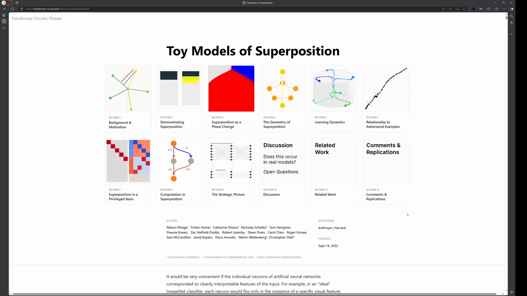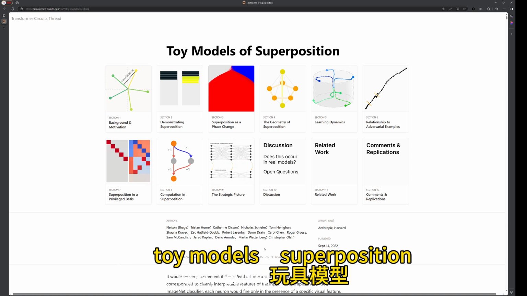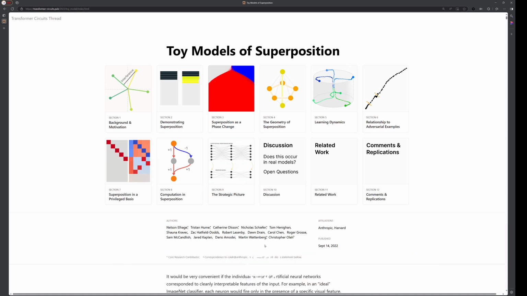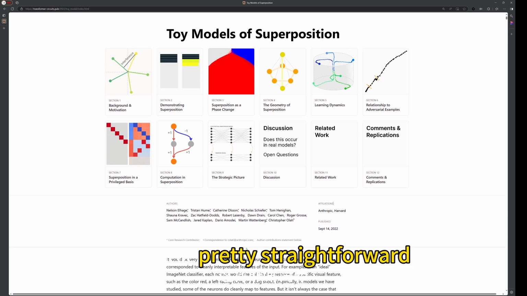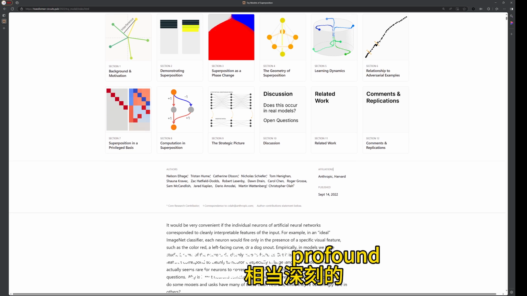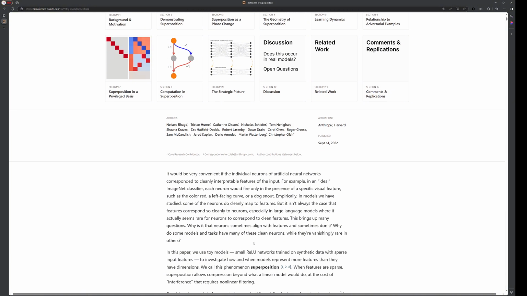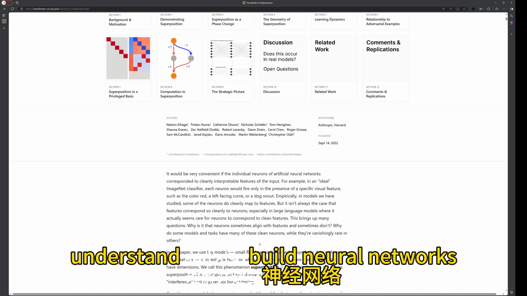All right, so you sent over this paper about superposition in neural networks. Yeah. Toy models of superposition. I don't know about you, but when I first saw the title, I thought, well, this will be pretty straightforward. But I was reading through it, and it's got some pretty profound stuff in there. Yeah, it's quite deep, actually, about how we understand and also build neural networks.